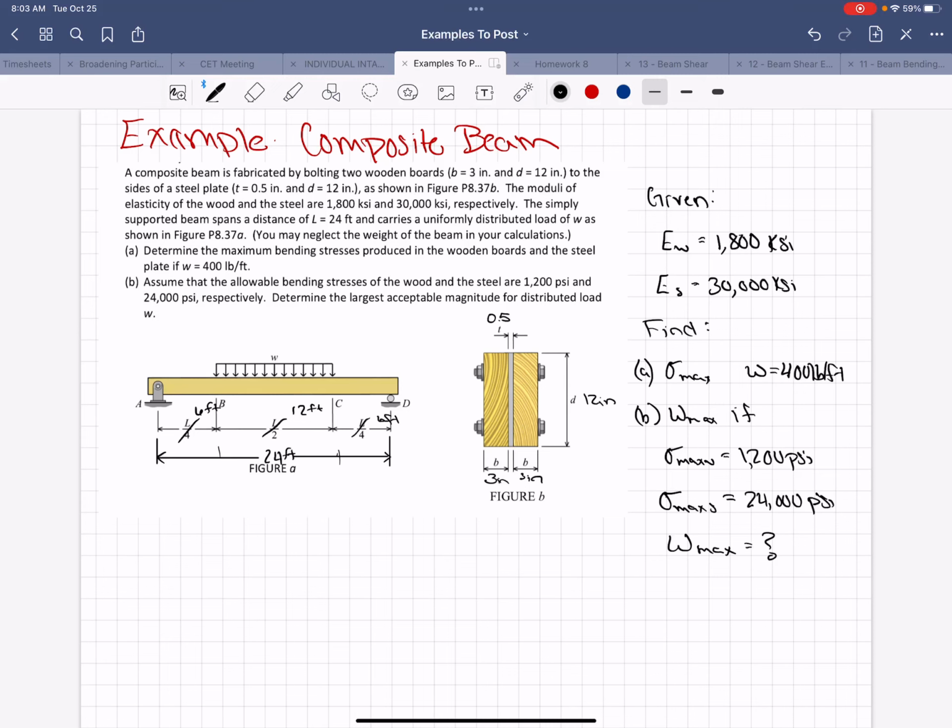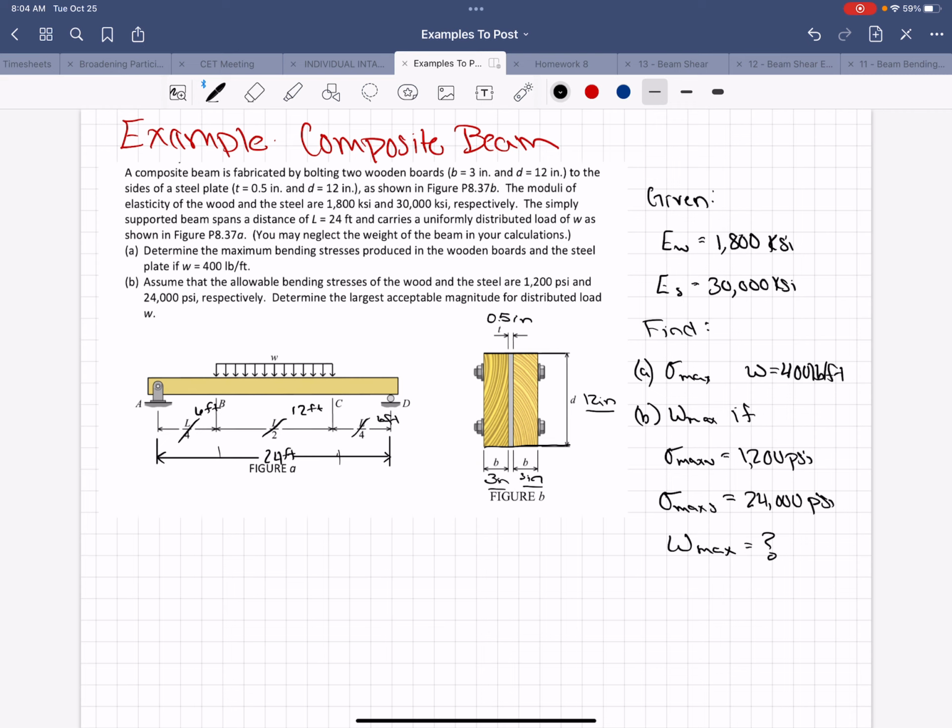Okay, so here we have a good example that covers quite a few topics. We have a composite beam, and it has two wooden boards that each have a width of 3 inches and a depth of 12 inches, and they are bolted to the sides of a steel plate with a thickness of 0.5 inches, and it also has a depth of 12 inches. So that's nice. All three of our parts have the same depth. Okay, and that's shown in the figure.